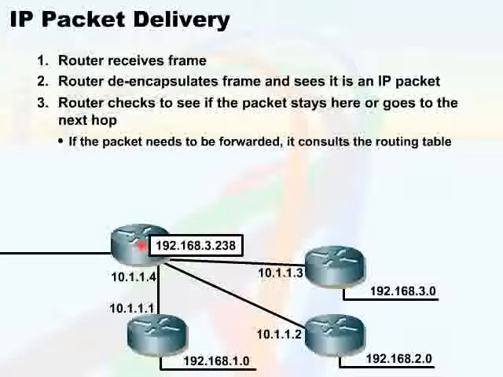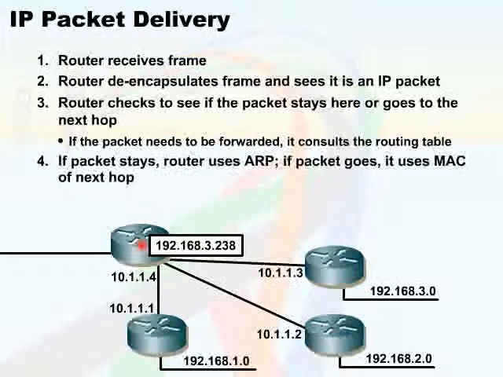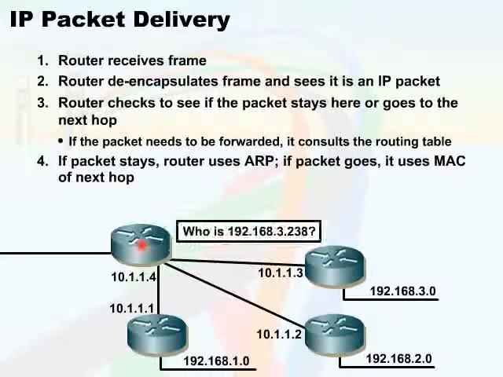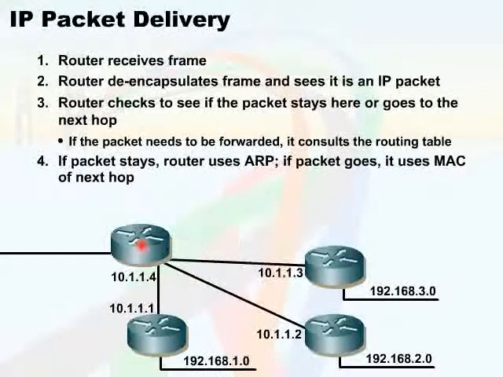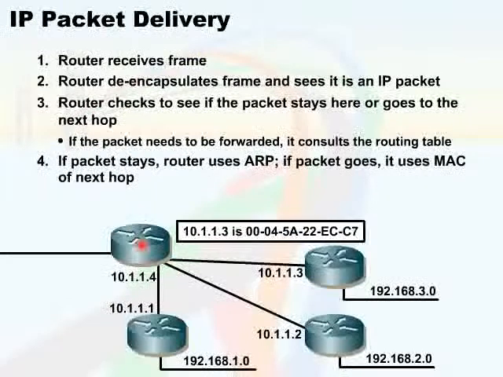Regardless of this, the output interface buffer is very important because the router has to determine whether or not it has the MAC address of the destination. If the router has identified that the packet is going to stay with it, the router will use ARP directly. If the packet needs to be forwarded, the router is going to use the MAC address of the next hop router and will forward it.